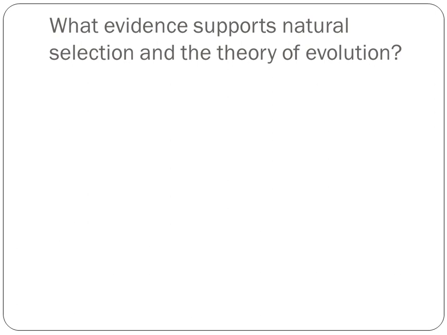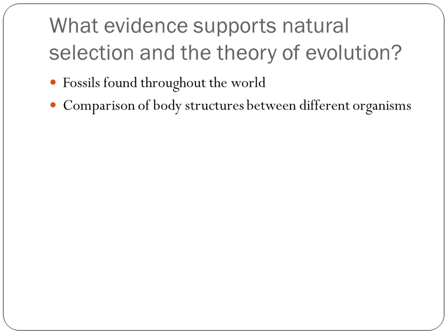The next concept is what evidence supports natural selection and the theory of evolution. There's quite a bit of evidence that supports this, including, first of all, fossils that were found throughout the world. We looked at a couple of those fossils, looking at the ancient alligator and also that ancient bird. There's also the comparison of body structure between different organisms. This is the homologous structures that we were able to see that a whale actually has finger-like tips in its fin. Then there's the early development of the organisms.